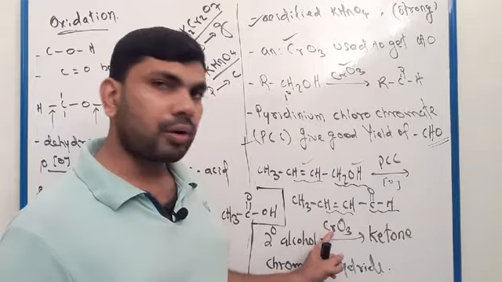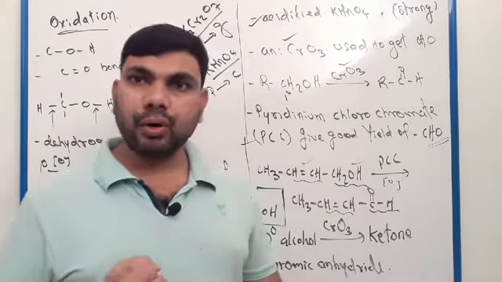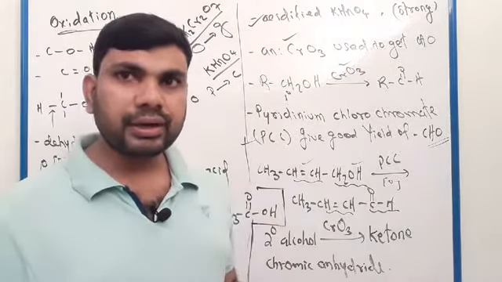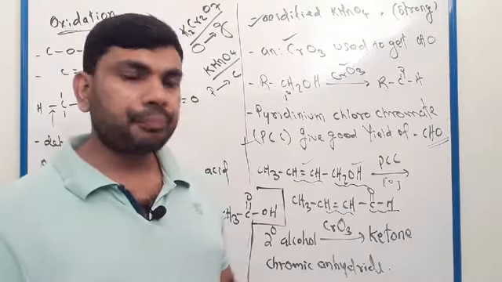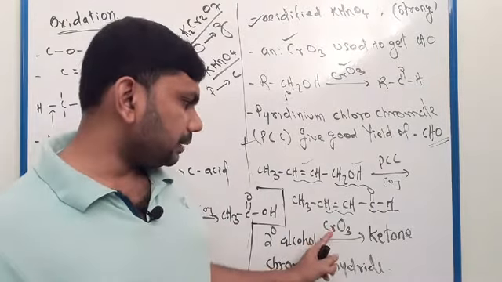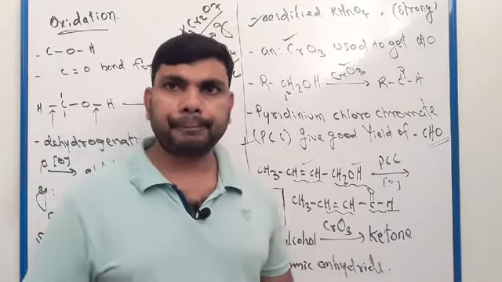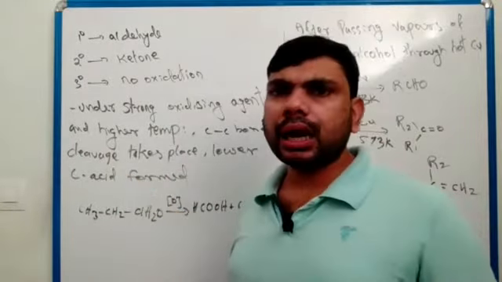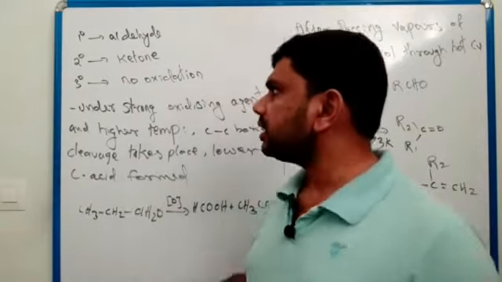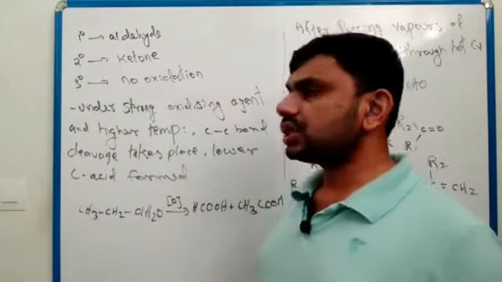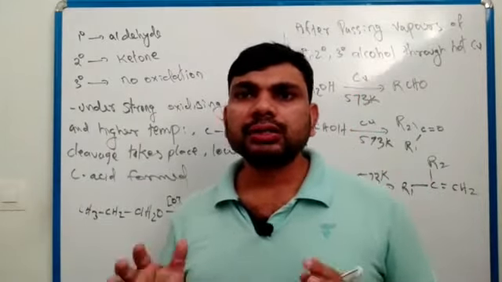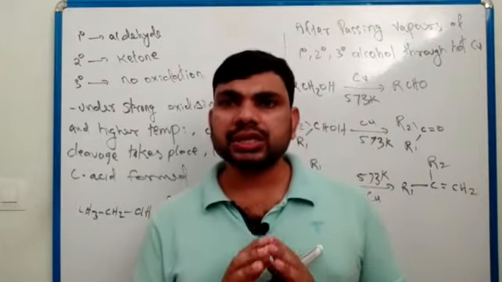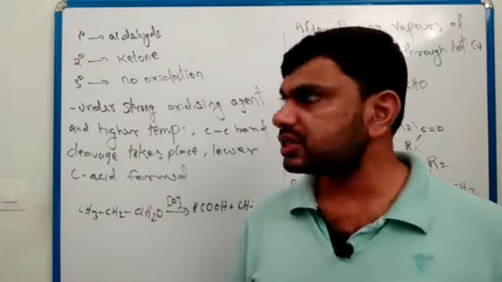Chromium oxide, chromium trioxide, chromic anhydride, chromic acid, all the things are the same, CrO3. So here we discussed primary alcohol after oxidation gives aldehyde, secondary alcohol after oxidation gives ketone, and tertiary alcohol has no chemical reaction. Tertiary alcohol cannot be oxidized, there is no reaction after oxidation.